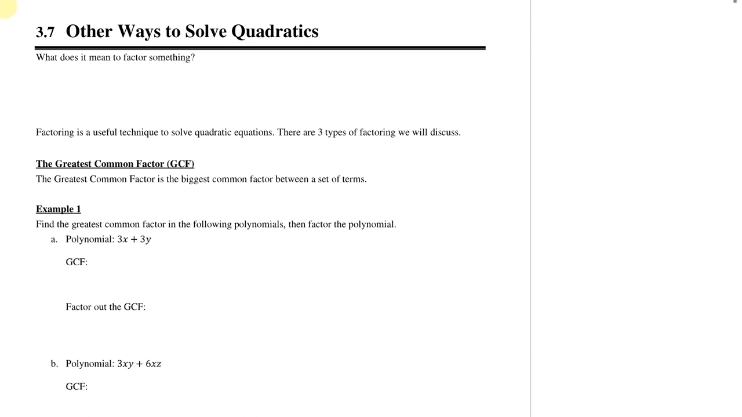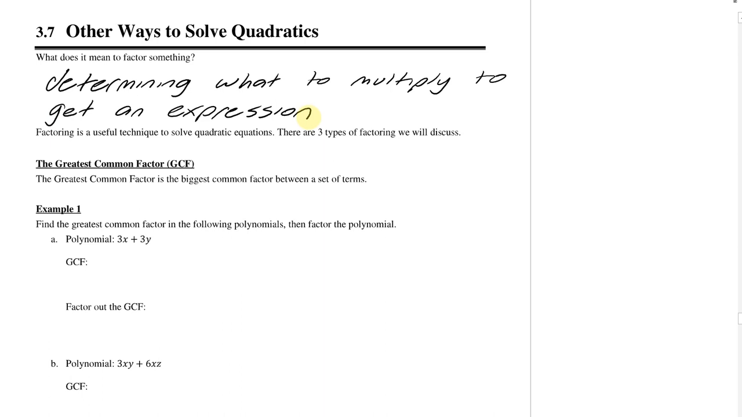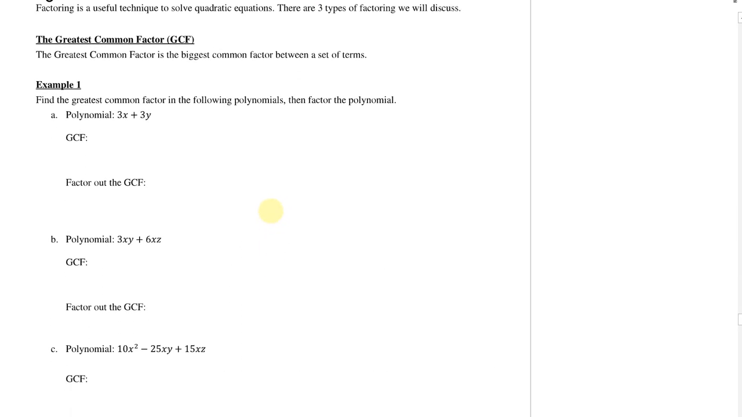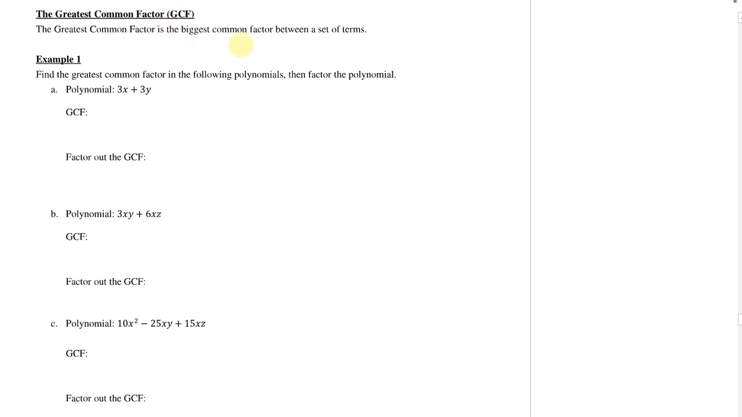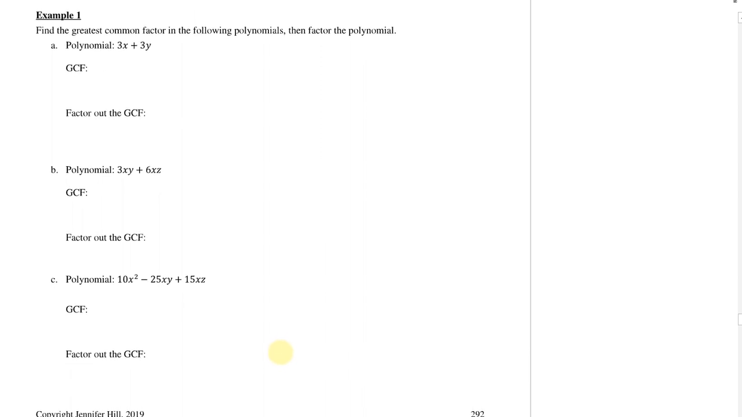And so what does it mean to factor something? To factor means you are determining what to multiply to get a certain expression. So we're going to talk about several different ways that you can factor to start. The first one is called the greatest common factor, which is the biggest common factor between a set of terms. In some cases, it can be really easy to see.